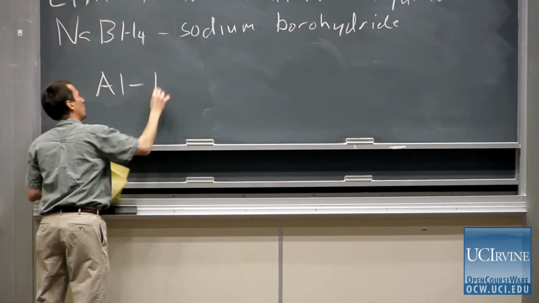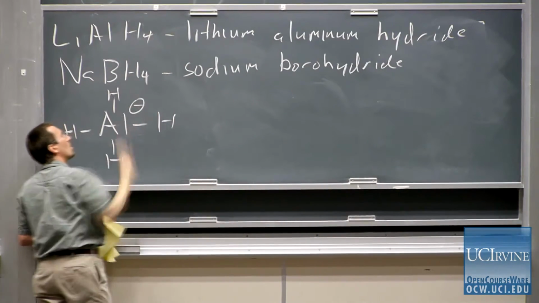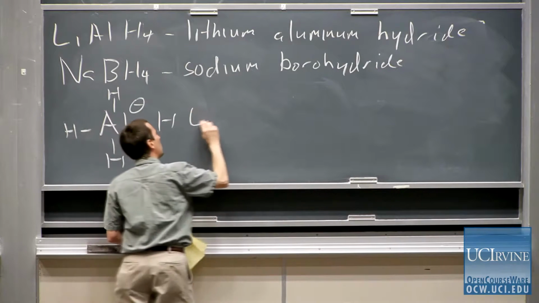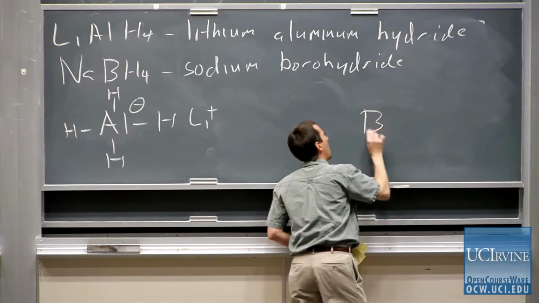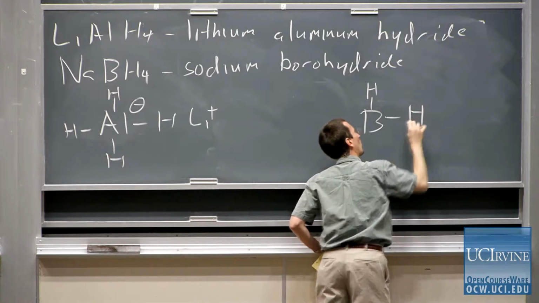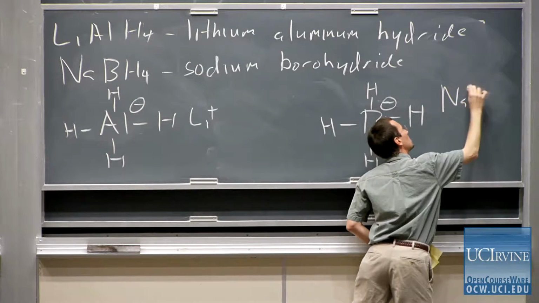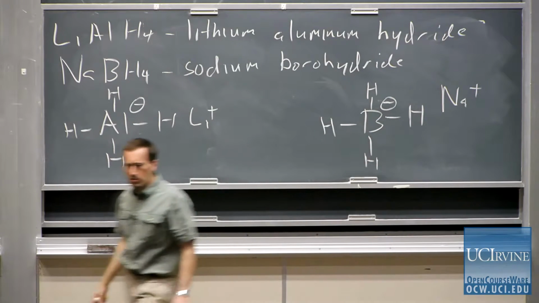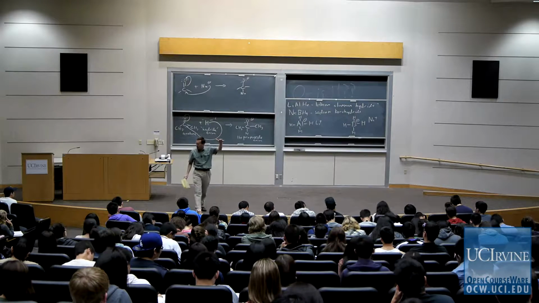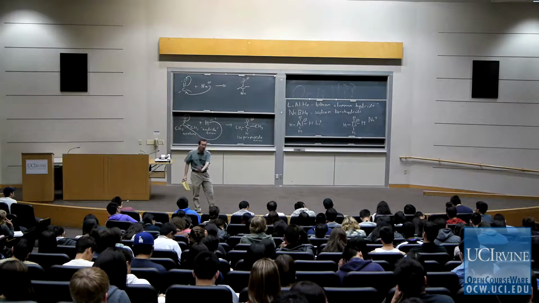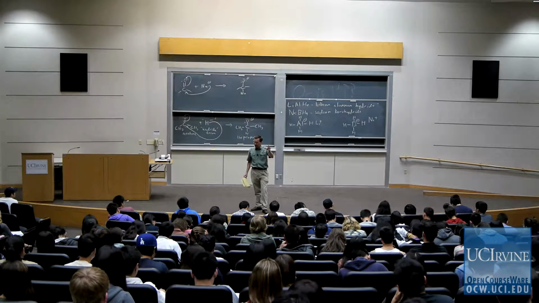The structure of lithium aluminum hydride is an aluminum hydride anion, or tetrahydride anion, and a lithium cation. The structure of sodium borohydride is a borohydride anion, BH4 minus, like the other is AlH4 minus, and a sodium cation. And you'll notice these structures are related. Boron is above aluminum in the periodic table, so in many ways they have similar properties. They differ in that aluminum is more electropositive than boron.